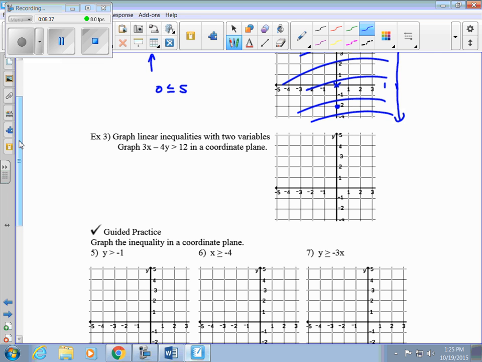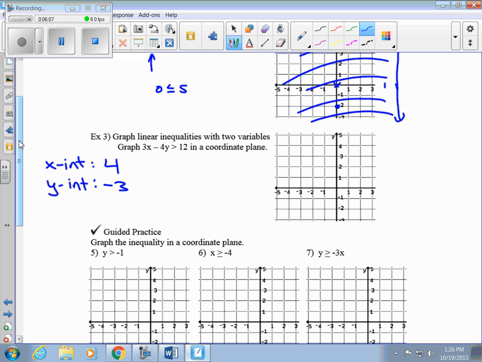Well, you can do this in one of two ways. You can find the x-intercept and the y-intercept, or you can turn it into slope-intercept form. I'm going to use the x and y-intercepts and the cover-up method. So if I cover that up, the x-intercept is 4. 12 divided by 3 is 4. If I find the y-intercept, cover that up, I'm going to have negative 3.